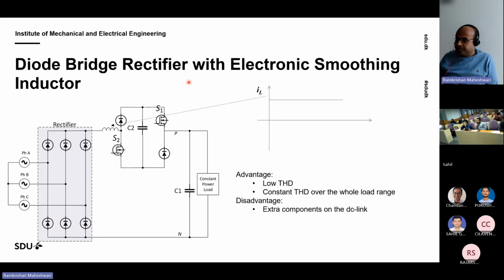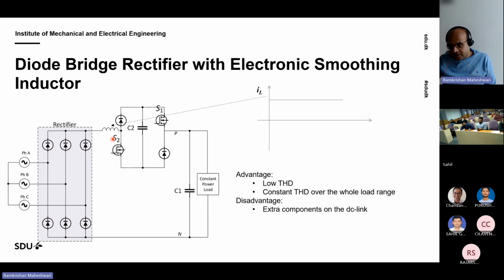If we talk about the electronic smoothing inductor, a small circuit is added on the DC link side, and what it does is it tries to control this inductor current as a DC. If I have a big inductor fed by a rectifier, then it's a constant current load and we draw constant current. That behavior is emulated by this circuit, so that's why it is called electronic smoothing inductor. When you have such inductor current, the grid current will be quasi square and you will get 30% THD. This is the best you can achieve in this scenario.